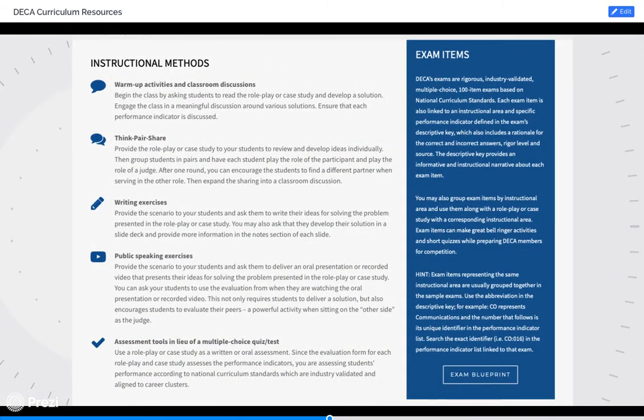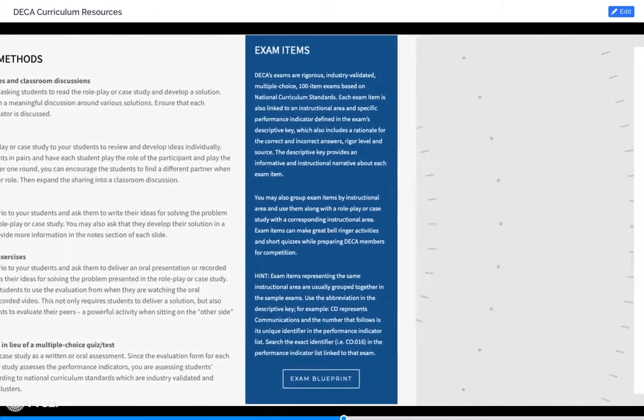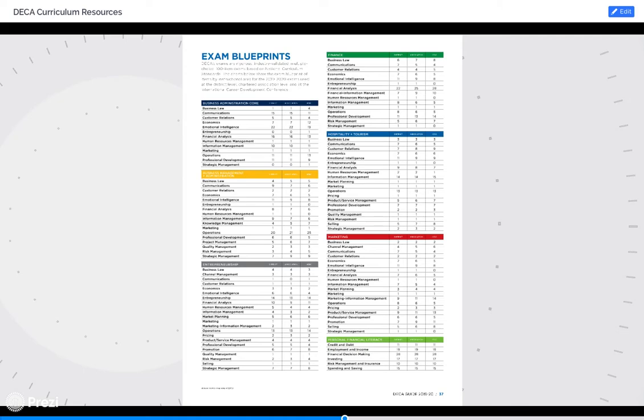Here are a couple different instructional methods that DECA suggests on their website. You can read that on your own. And also here's something that's important. It can also be found in the DECA guide. It is the exam blueprint. So you can locate in there which test your student is going to be taking, which career cluster they're in based on the color, and then it will tell them how many questions to be expecting from a particular area on that test. For example, let's look at the first one.